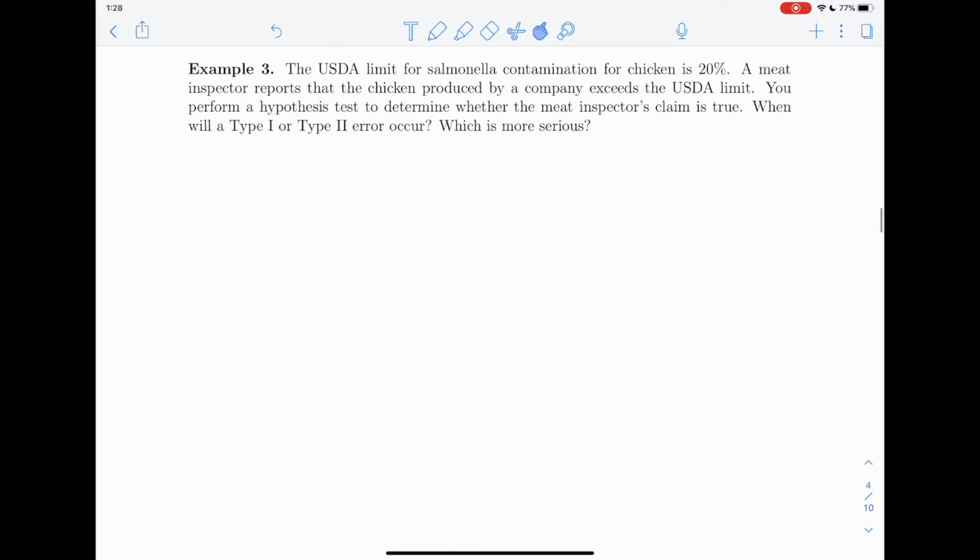So here's another example. It's not necessarily the legal system. This has to do with USDA limits for bacterial infections. So here what we're saying is that the USDA limit for salmonella contamination for chicken is apparently 20%. The minute I read this, moving forward, I want to start mathematizing it. So what we're going to do is let P represent the proportion of chicken that is contaminated.